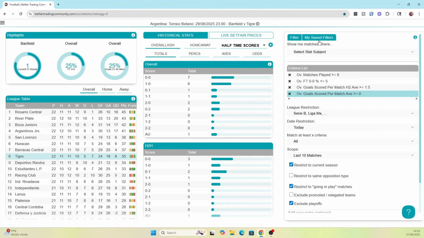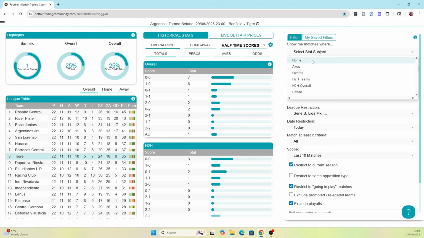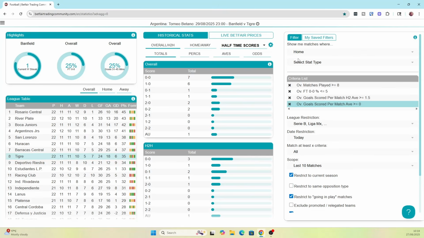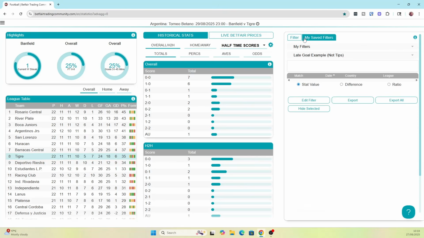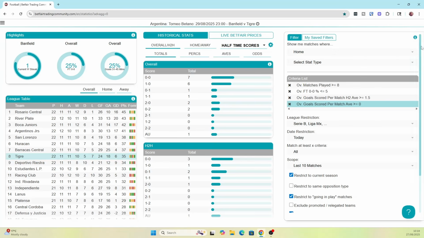The reason I've explained those in depth is that that's what you want to be looking at. You want to look at strategies like this and go, okay, do I understand what that stat means? And if you don't, obviously ask for clarification. We're going to get into some of that today. So let's go back to where we're selecting the stat subject and we're picking home.